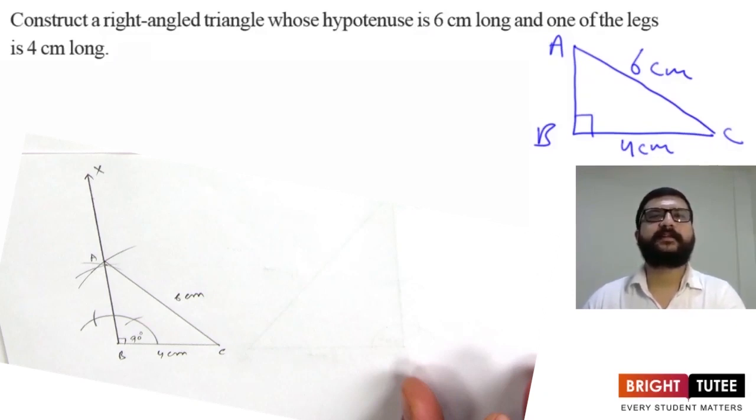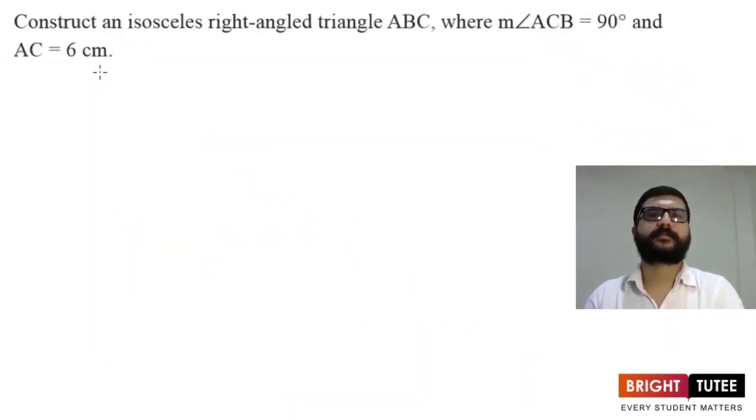Now let's move to the next question. Now here is the last question of this session. The question is, construct an isosceles triangle ABC with measurement of angle ACB as 90 degrees and AC to be 6 centimeters.